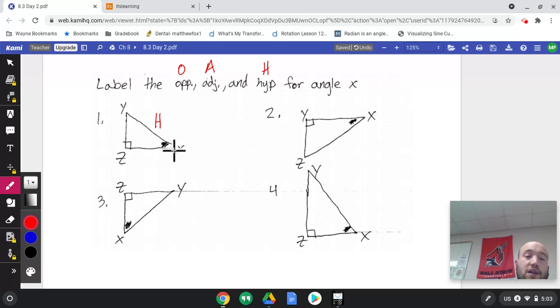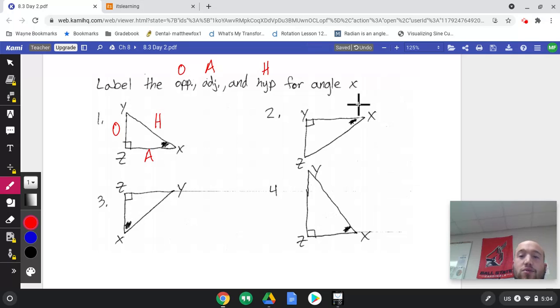Adjacent to angle x has to be touching angle x. It's part of angle x. Well, this one's already taken up because that's H, so it has to be right here. This is our A. Meanwhile, the opposite side, the O, would be over there.